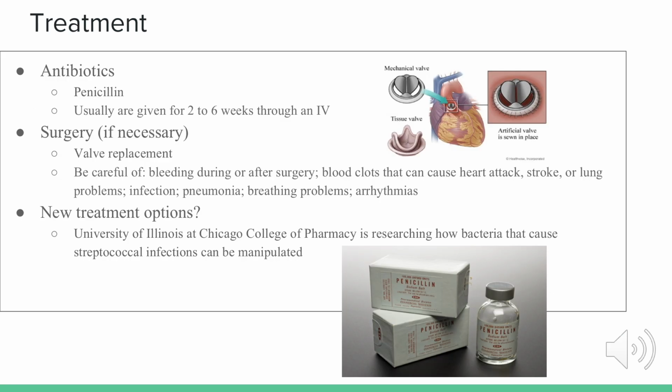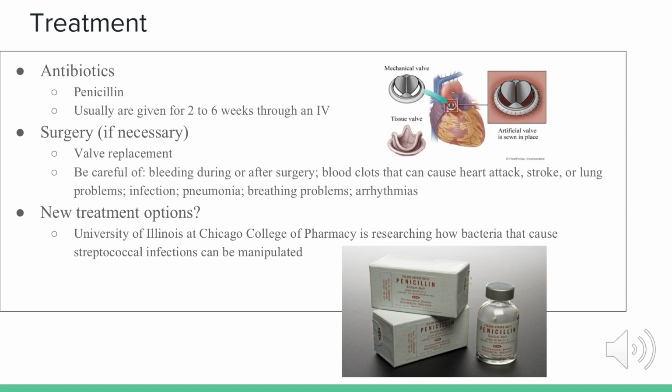Treatment: you can have antibiotics such as penicillin, which are usually given for 2 to 6 weeks through an IV. Surgery, which would be valve replacement. Have to be careful of bleeding during or after the surgery. Blood clots that can cause heart attack, stroke, or lung problems. Infection, pneumonia, breathing problems, and arrhythmias.